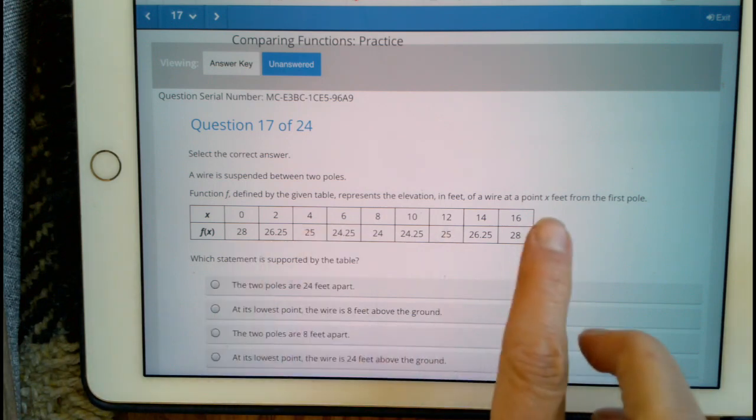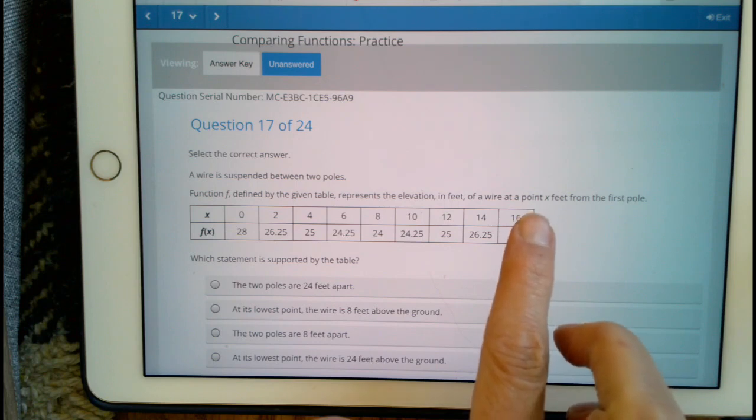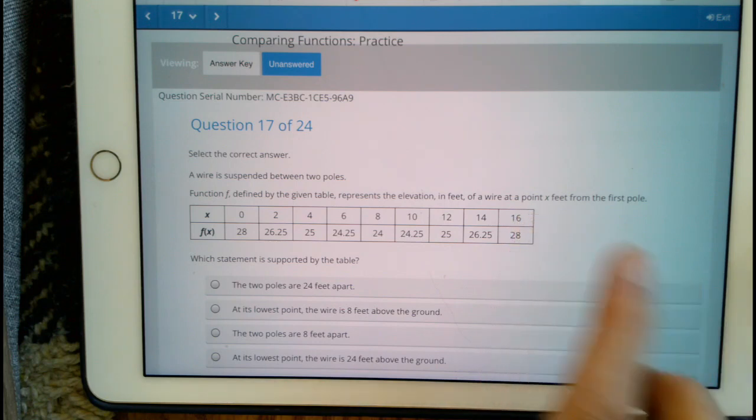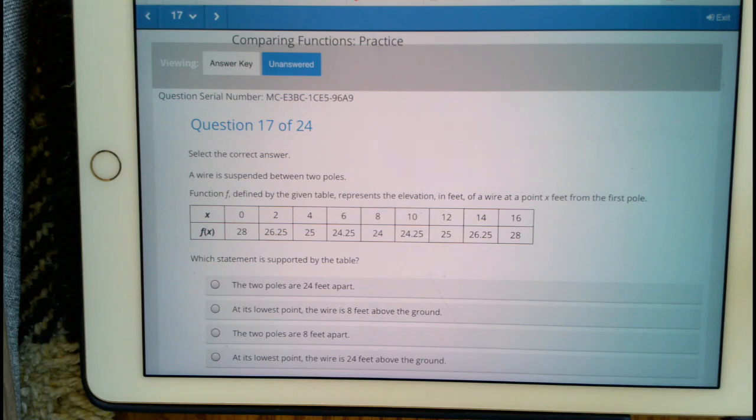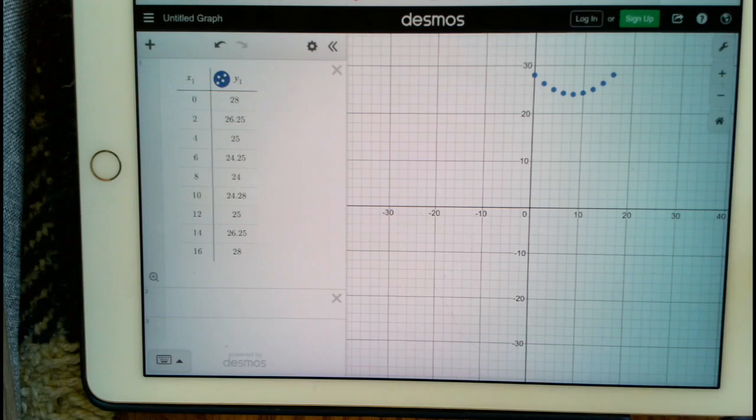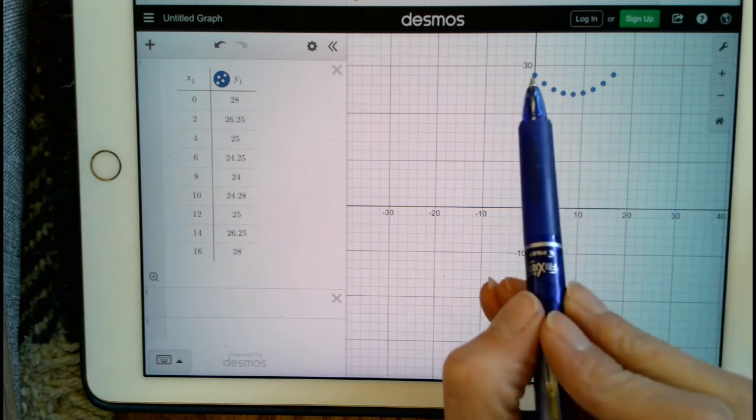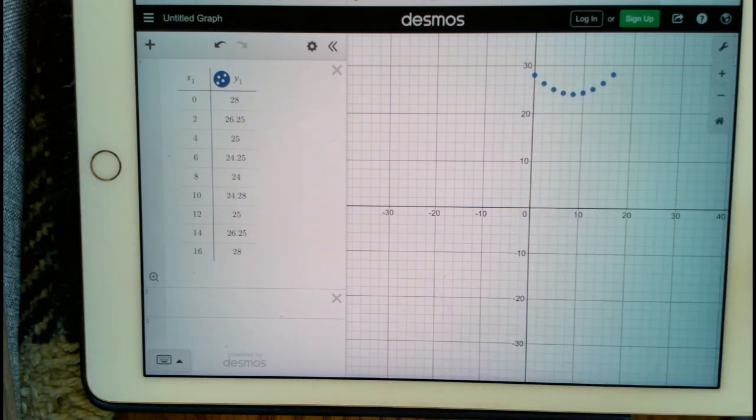And then the second pole, I believe, is 16 feet away from the first pole, and its elevation is also 28. Now, how do I know that? Well, I typed these into Desmos, and I had to hit the minus button to get the picture here. But there is what I believe to be the picture. So here's our first pole, and here's our last pole.